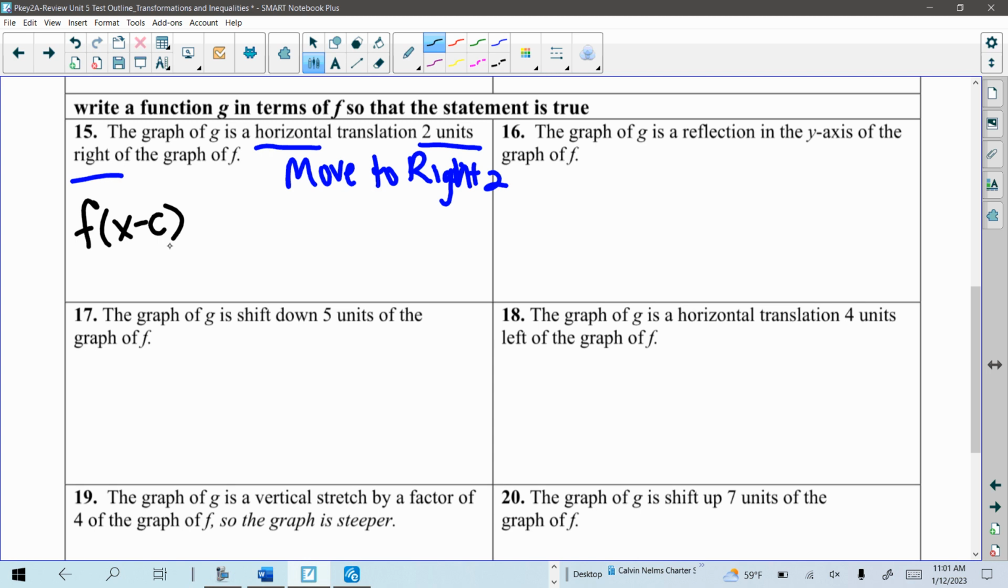So I'm going to apply that rule in terms of g. To show that, my g sub x is f, whatever my f of x is, 2 units to the right, so minus 2. Minus 2. Yes.